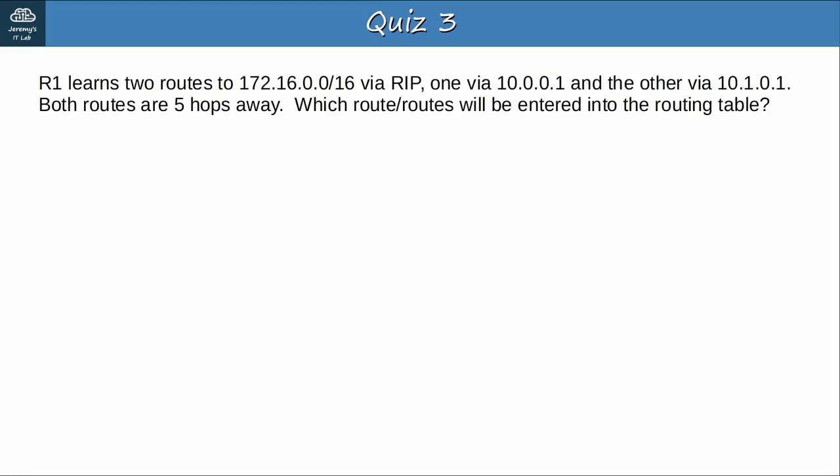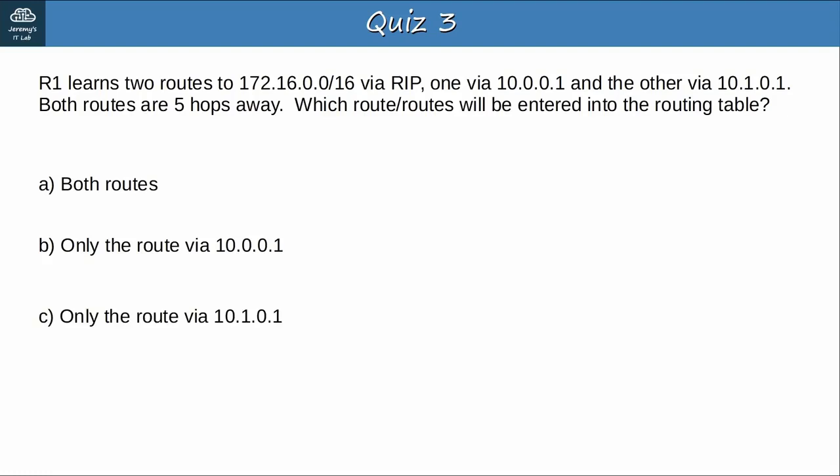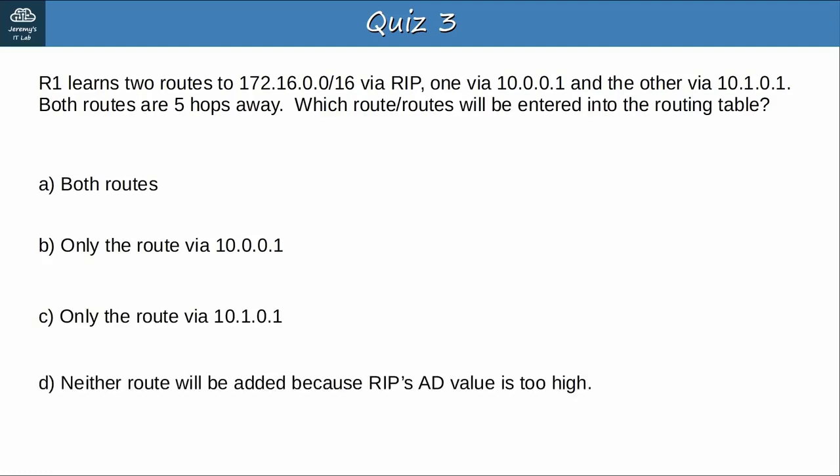R1 learns 2 routes to 172.16.0.0/16 via RIP, one via 10.0.0.1 and the other via 10.1.0.1. Both routes are 5 hops away. Which route or routes will be entered into the routing table? A. Both routes. B. Only the route via 10.0.0.1. C. Only the route via 10.1.0.1. Or D. Neither route will be added because RIP's AD value is too high. Pause the video to think about your answer.